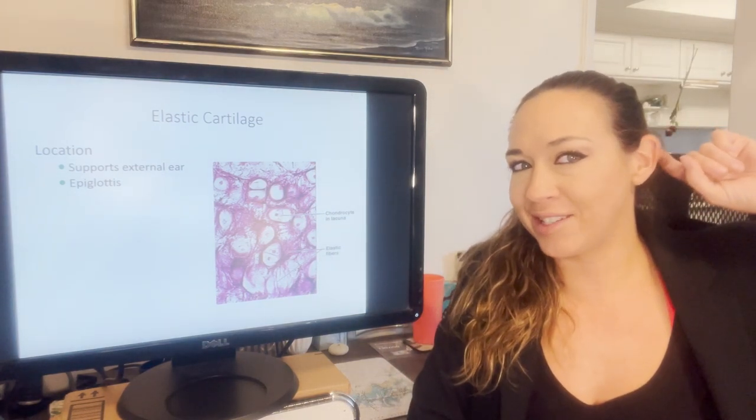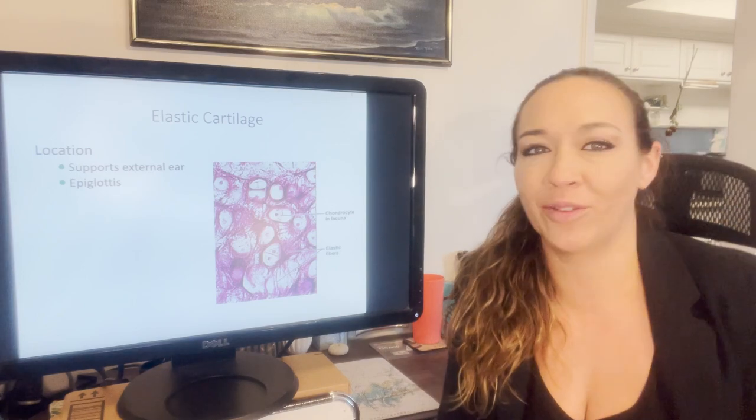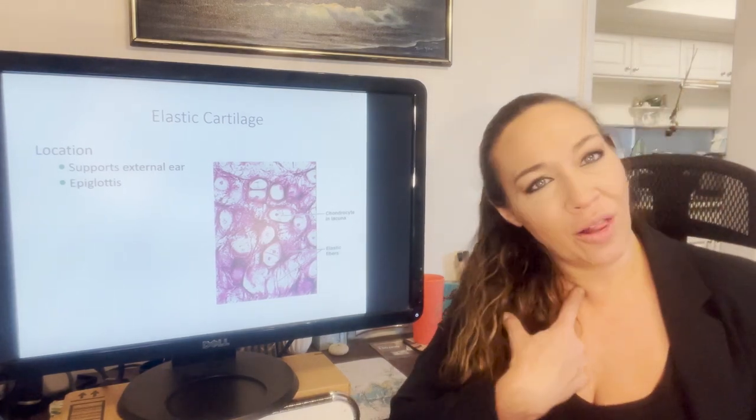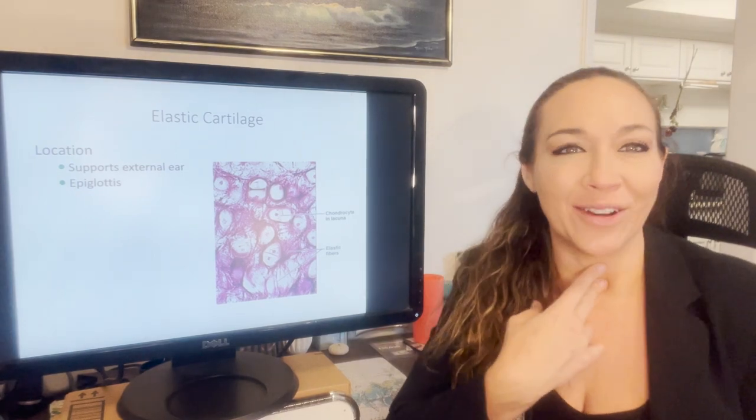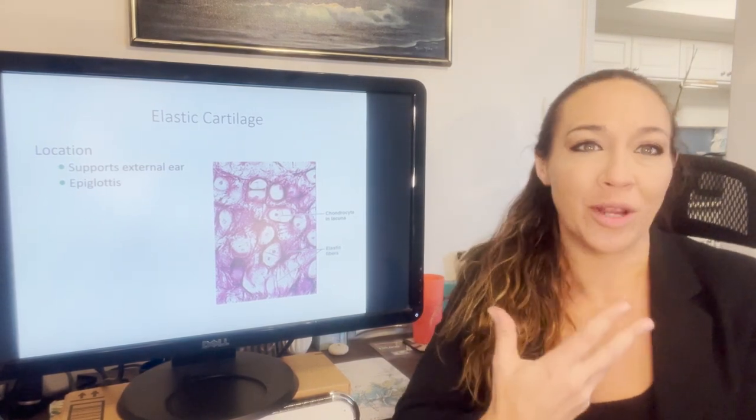So that would be the elastic cartilage that's here. You can see it is moving around. Also going to be found in your epiglottis. Your epiglottis is going to be found right here in your throat. And essentially it is your opening to your esophagus.